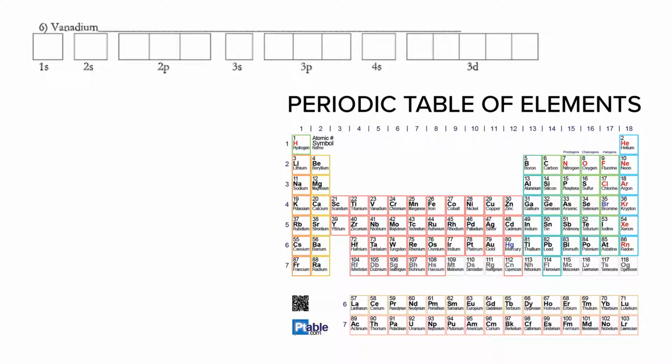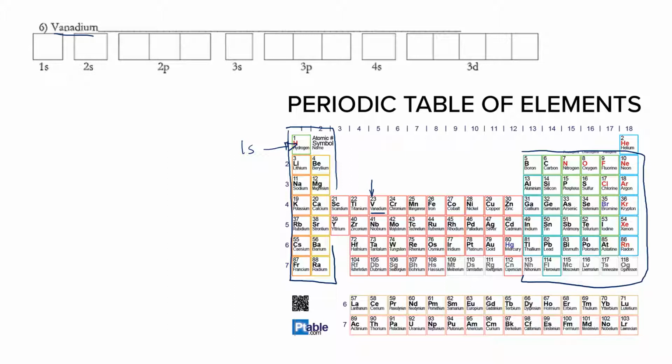Let's try another example. This time we have vanadium. Vanadium is right here. It's got an atomic number of 23. Before we start filling in the little arrows for vanadium, I want to take some time to remind you of our orbital blocks. This block up here is your s block, and hydrogen is the beginning of 1s. This block over here is our p block, and boron is the beginning of our 2p.